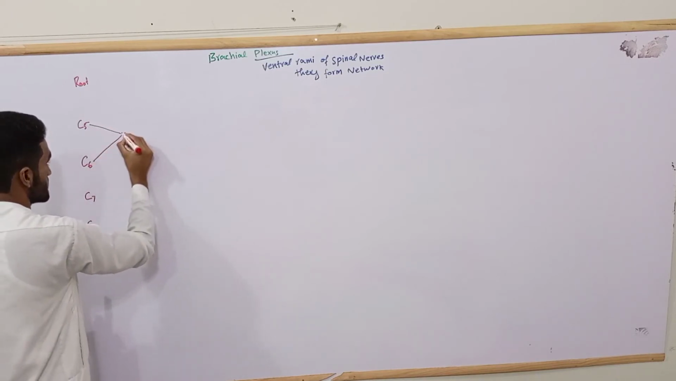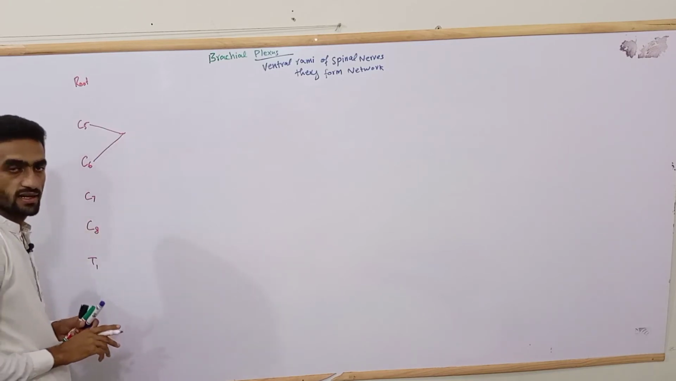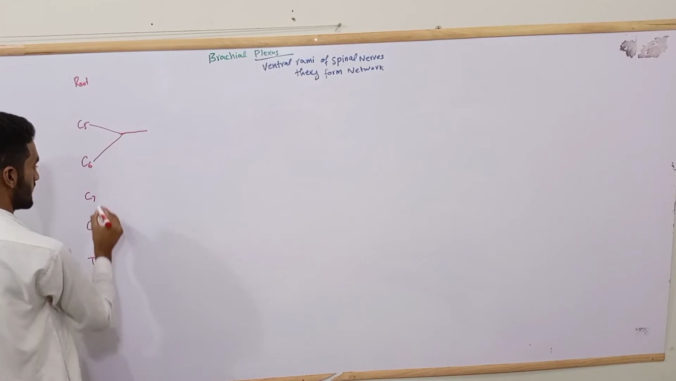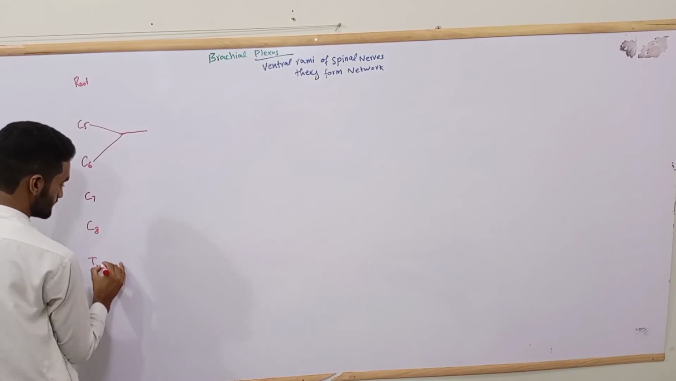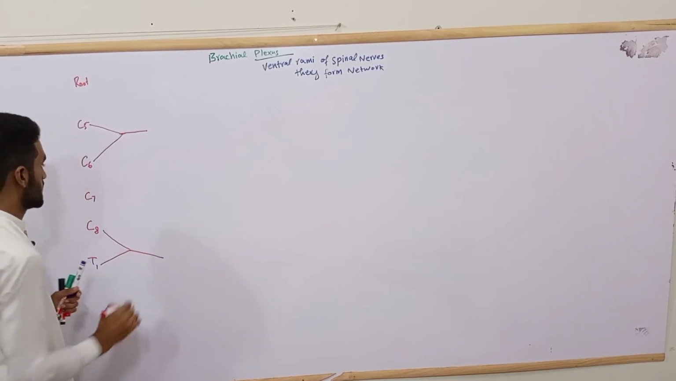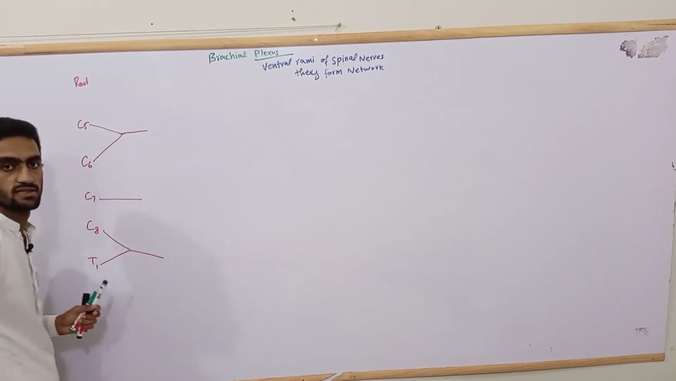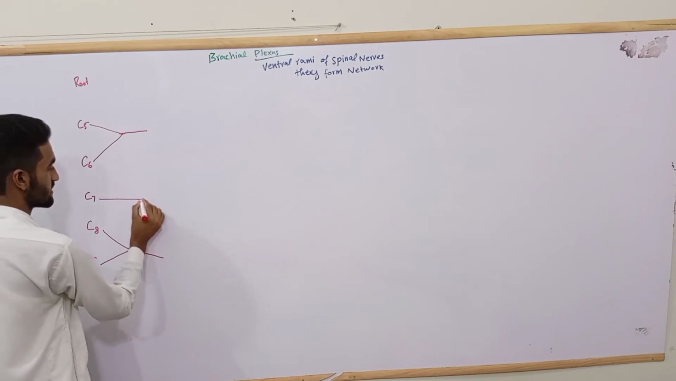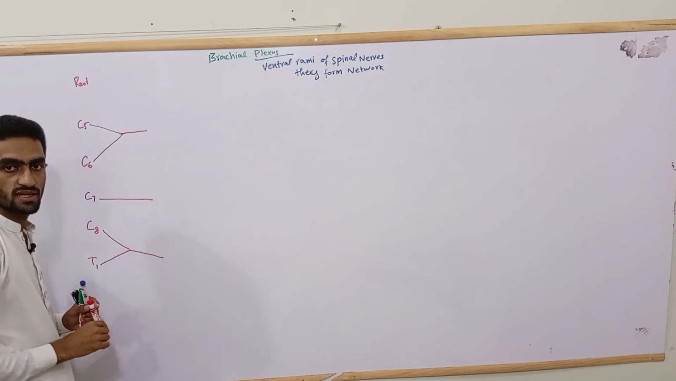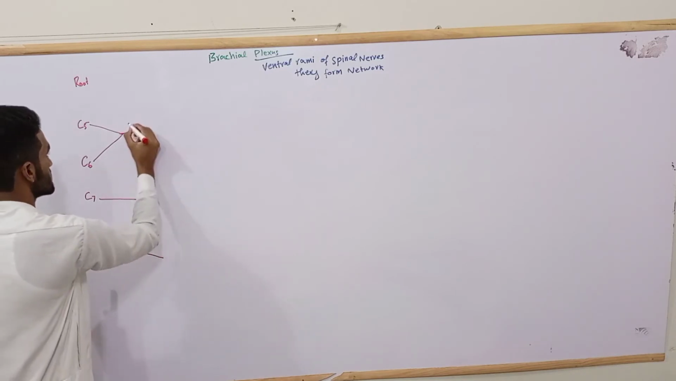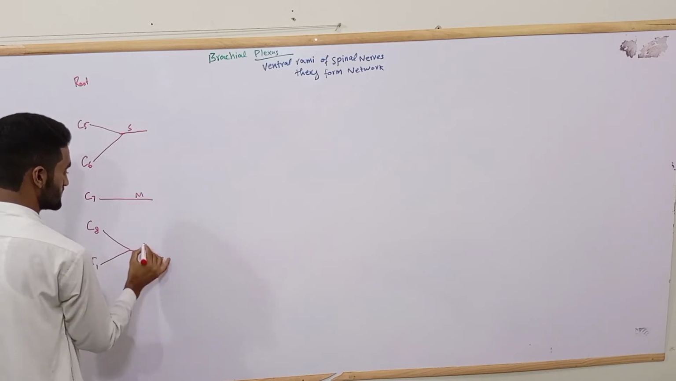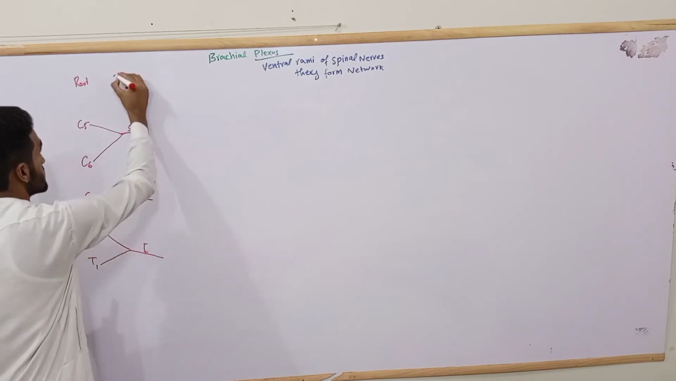C5 and C6 join in a friendly manner and form a trunk, and C8 and T1 form another trunk. C7 is single, and this single root forms the middle trunk. So we call them the superior, middle, and inferior trunks. These are the trunks.